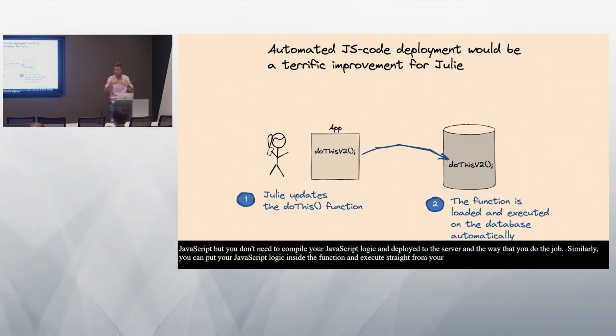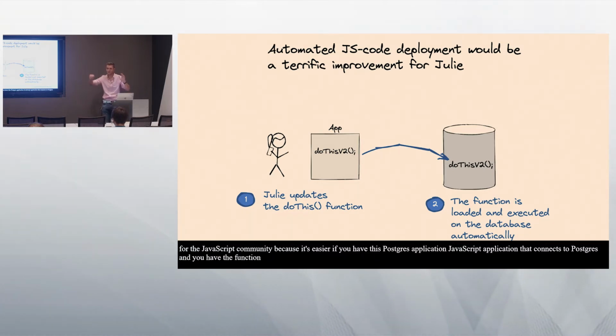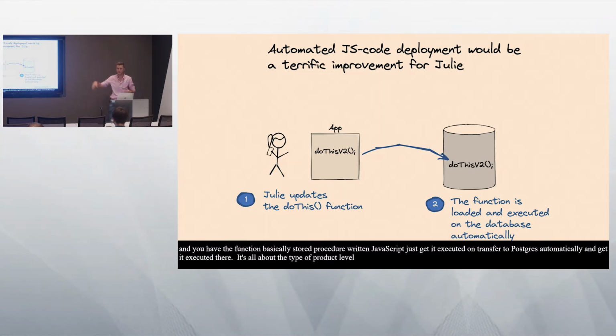And probably what can be done for the JavaScript community, because it's easier: let's say you have this Postgres application, a JavaScript application that is connected to Postgres, and you come across this function that is basically a stored procedure written in JavaScript. Just get it transferred to the Postgres instance automatically and executed there. It's all about protocol level communication changes, because it's all about the network. You can take this JavaScript code, serialize it, send it over the wire, deserialize, and get it executed.